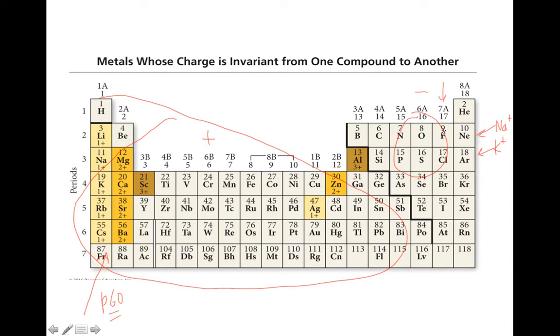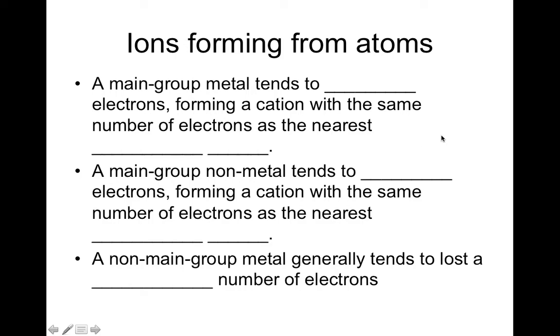So anyway, that's a lot of information, but you've seen it before. Just reviewing it. It's on page 60. Let's look at the rules as they show up on page 60. Remember this? A main group metal tends to lose or gain electrons? It's a metal, right? So what is it? Tend to gain or lose? It tends to lose electrons because it's a metal.